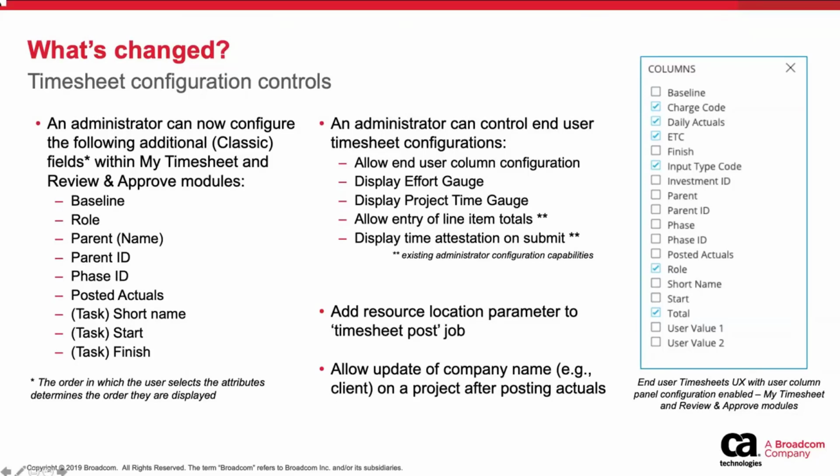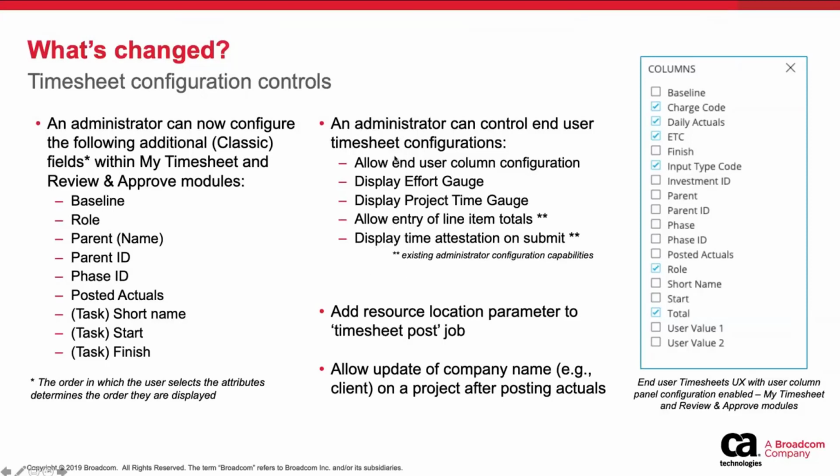Moving over to the right here, the other configuration controls are, number one, allowing the end user configuration. Do you want to enable that for the end users? Do you want to hide or show these gauges, the effort gauge or the project time gauge? These other two are lining up just putting in totals and having the system peanut butter distribute the entered time evenly over the days, or do this attestation report. Those are already there. So now you have a total of 5 configuration options.